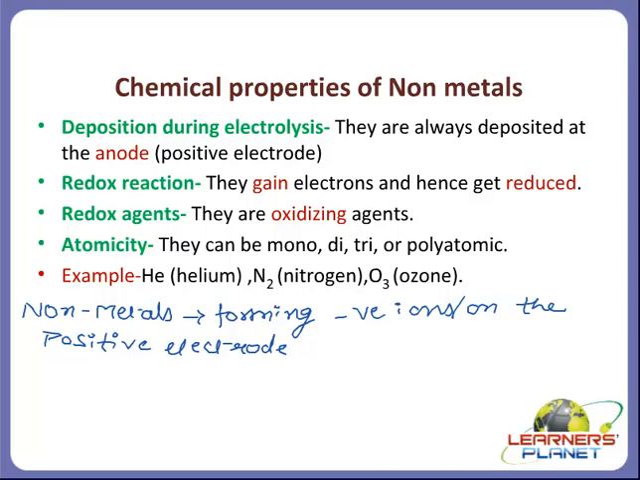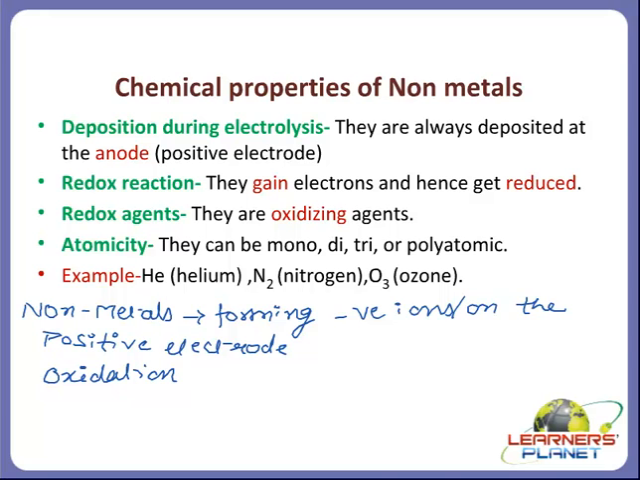Now the next property is redox reaction. Redox means the reaction where oxidation and reduction occur simultaneously. That is a redox reaction. What do they do there? They gain electrons and hence get reduced. Now because they are reduced, what will they do? They will oxidize others. So these are oxidizing agents. These are accepting electrons, and what they are doing is oxidizing others. Now we know, what is oxidation?